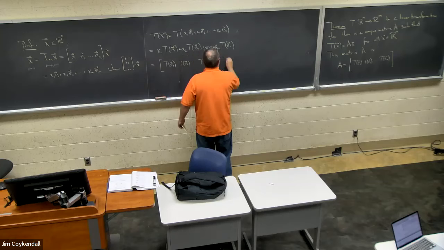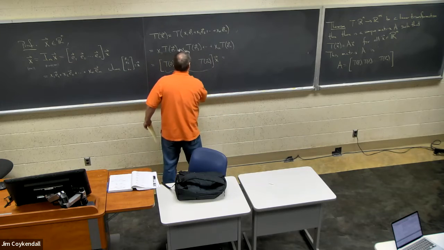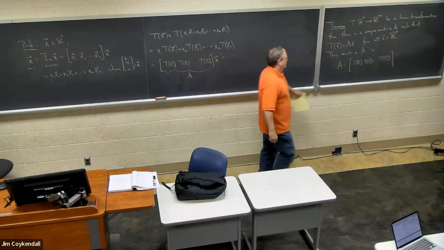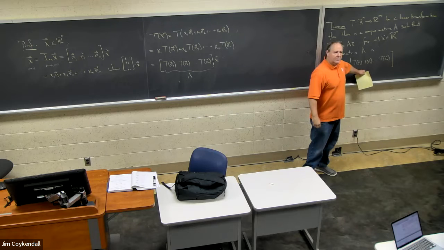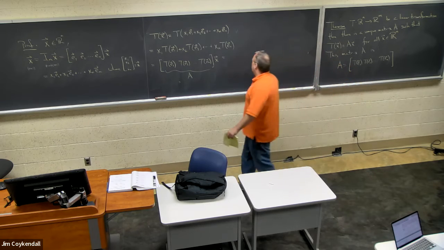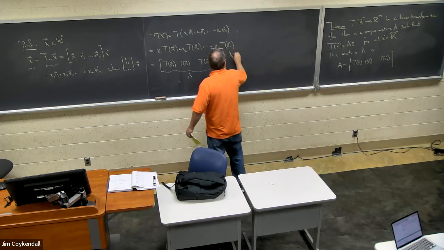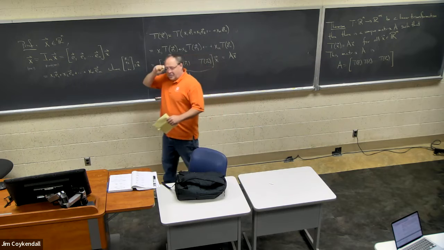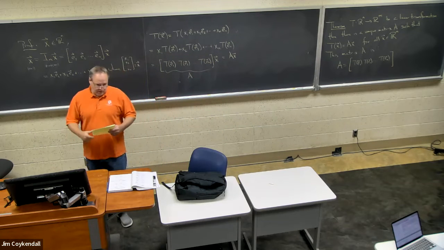Which is, if I call this matrix A, is it over here? In the theorem, A is this. This is A. So this little procedure always works.